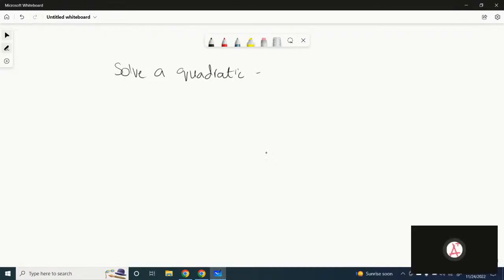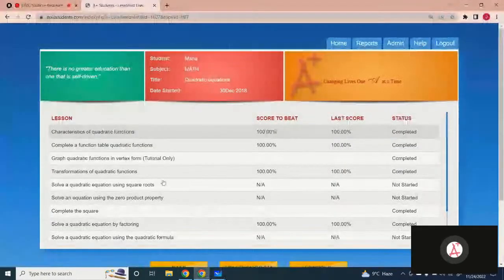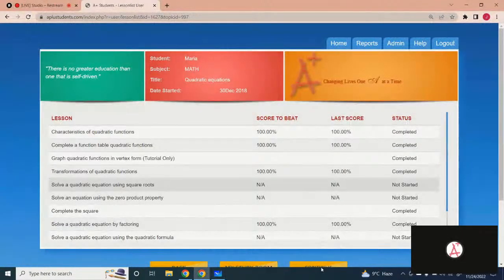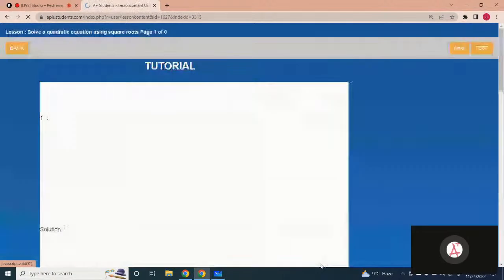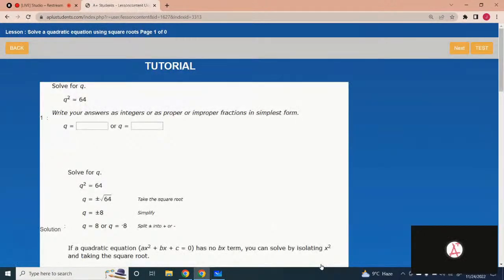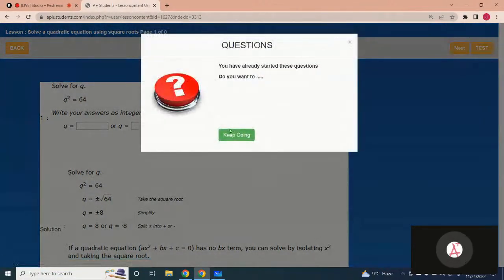Solve a quadratic equation using square roots. Okay, let's start with the lesson. Here is solve a quadratic equation using square roots. Okay, let's start with the test questions because you can solve the questions on the tutorial. They are already solved. Got it?